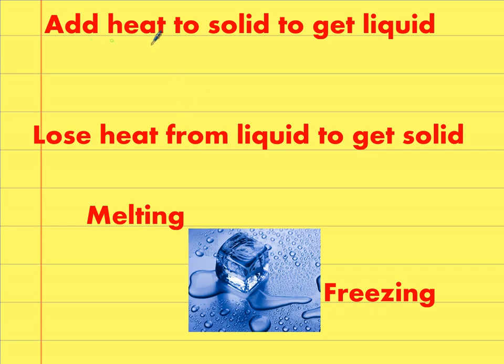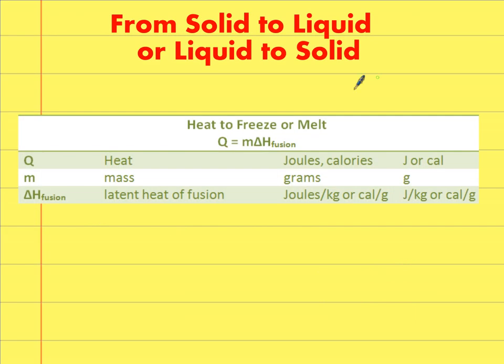Now let's see. So if I add heat to a solid, I get a liquid. If I lose heat from a liquid, I get a solid. All right, liquid to solid, solid to liquid. You'll see words like melting and freezing. That's how you know that you're at the liquid to solid part of the graph. Now, it doesn't matter whether you're going from liquid to solid or solid to liquid, the formula is the same. The heat to freeze or to melt is going to be Q is m delta H of fusion.